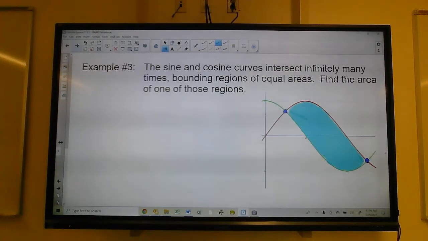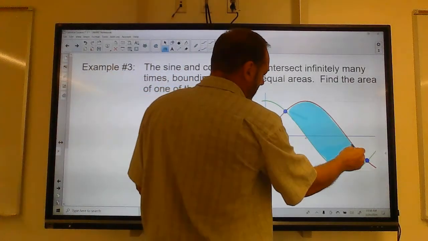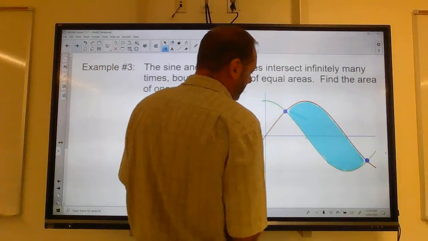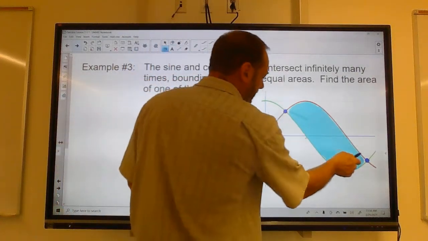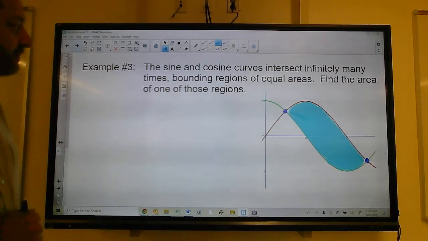All right, so the sine and cosine curves intersect infinitely many times, bounding regions of equal areas. Find the area of one of those regions. So here we got the sine curve in red, we got the cosine curve in green. They intersect here and here at those two blue points. We want to find the area of that shaded region between them.